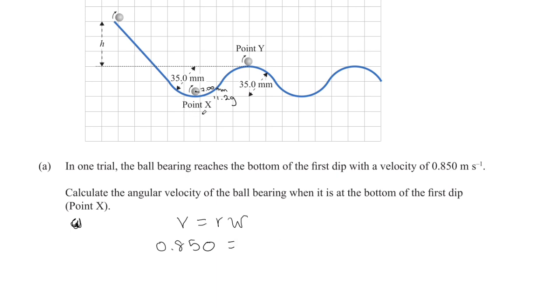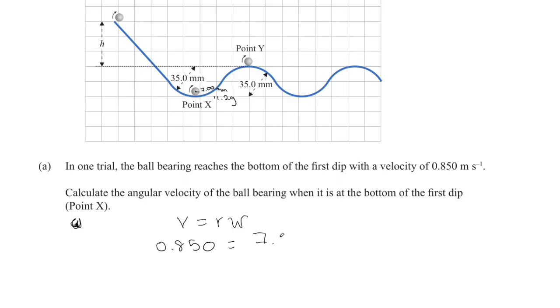Now you may be wondering, why am I using the 7.00 millimeters value rather than the 35.0 millimeters value? And that is a very good question. It is because we are using the radius of the object being rolled, not the radius of the path. It is the object being rolled, because this is angular motion, the rotational motion. So we use the object's radius.